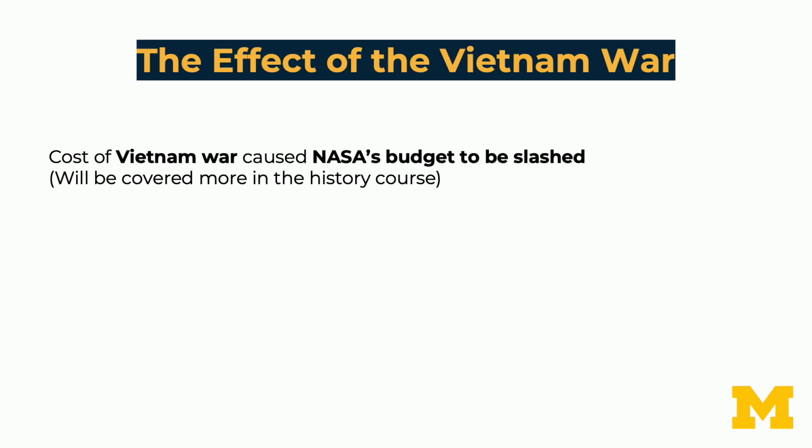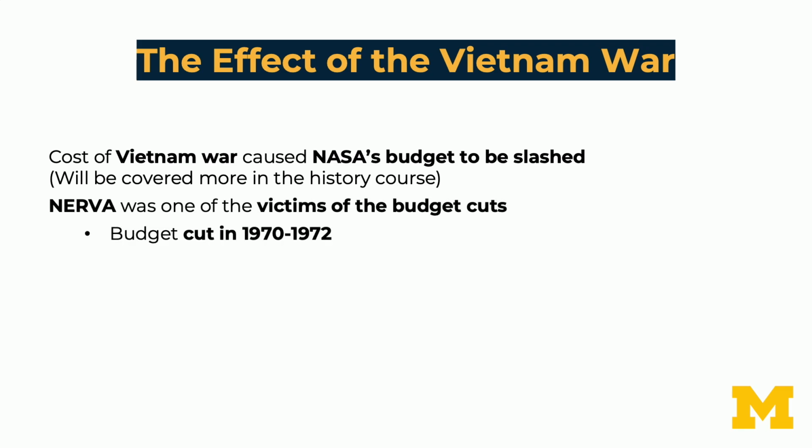But as we started going to the moon and everything, the American public was basically saying, why are we spending all of this money on these space things when we're spending a lot of money on things like the Vietnam War also? And so NASA started getting its budget cut. And so the Vietnam War caused NASA's budget really to be slashed. It was very much devastated.